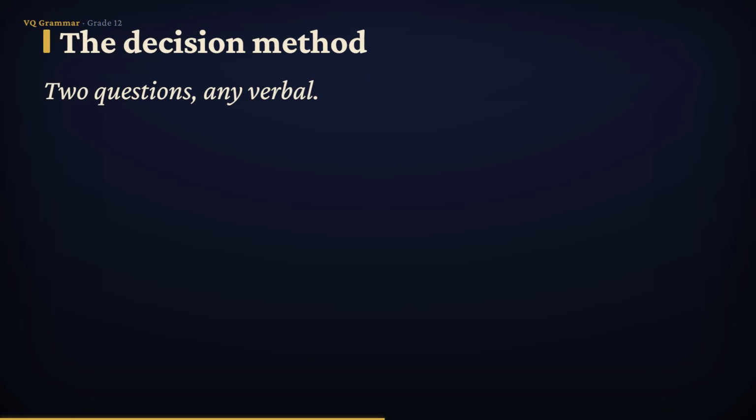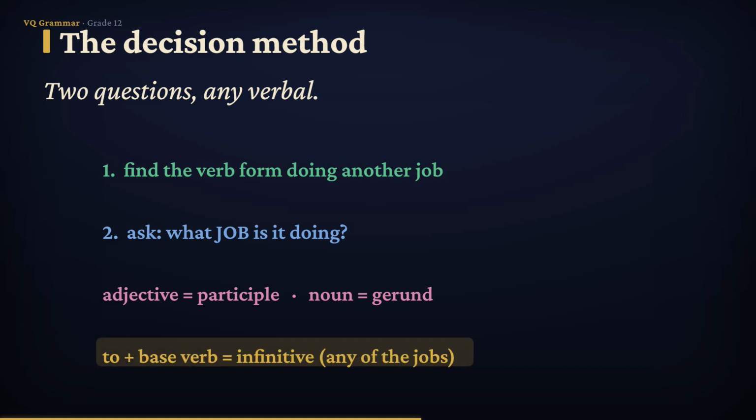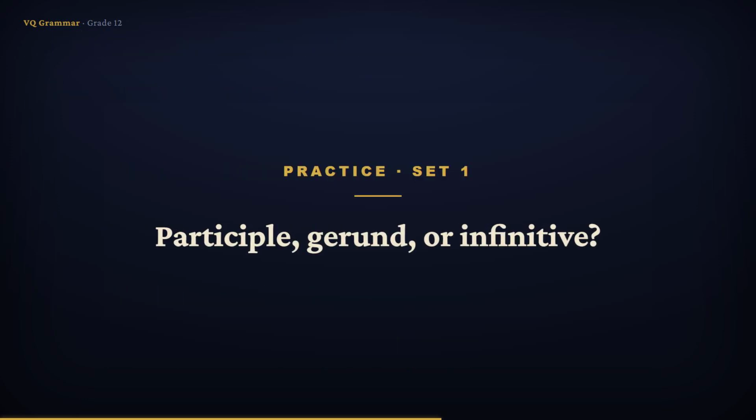Let's turn all of that into a method you can run every time. Step 1. Find the verbal, the verb form that isn't acting as the main verb. Step 2. Ask what job it's doing in the sentence. If it's describing a noun, it's a participle. If it's naming something, sitting in a subject or object slot, it's a gerund. And if it begins with to plus a base verb, it's an infinitive, no matter which of the three jobs it happens to be doing. Two questions. Find it, then name its job, and any verbal will give itself away.